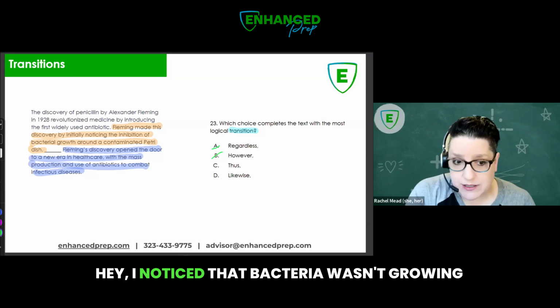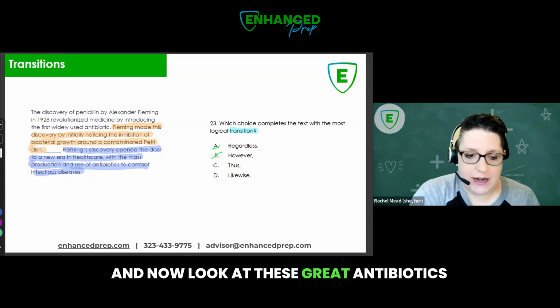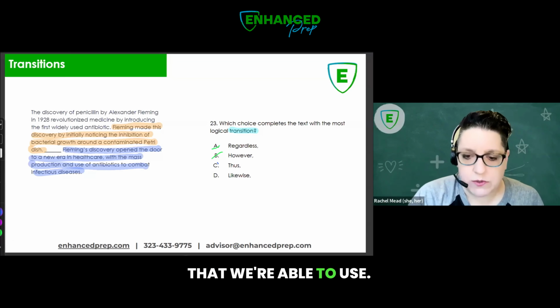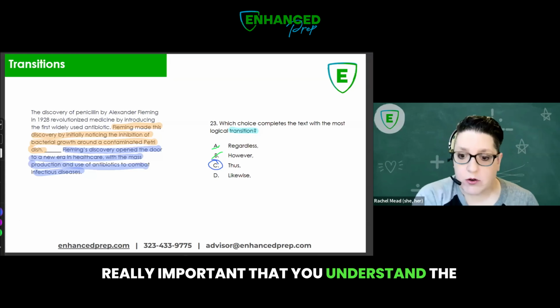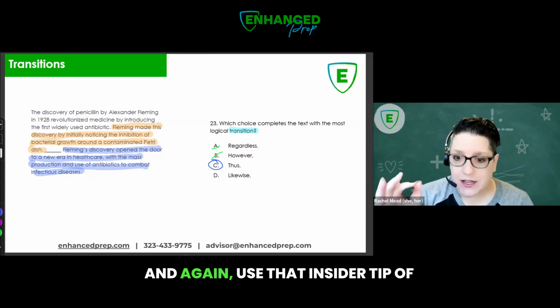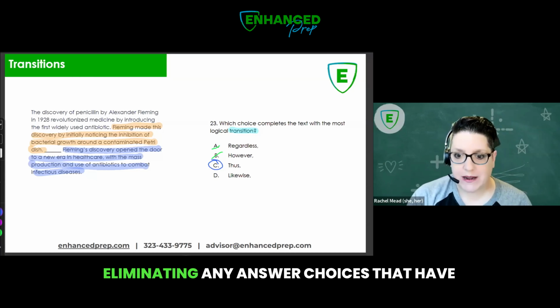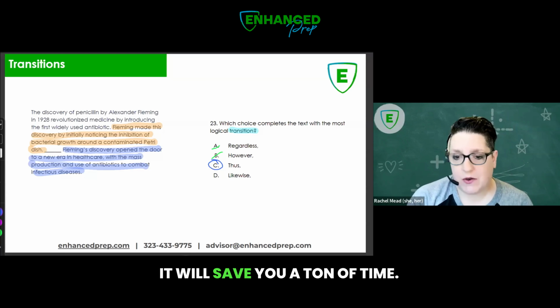Hey, I noticed that bacteria wasn't growing where it was supposed to, and now look at these great antibiotics that we're able to use. So when you're working on transitions, it's really important that you understand the relationship that those words provide. And again, use that insider tip of eliminating any answer choices that have that same relationship. It will save you a ton of time.